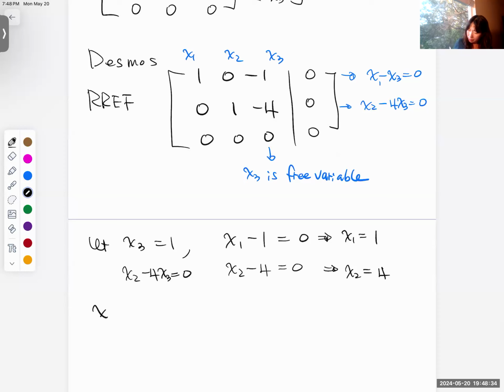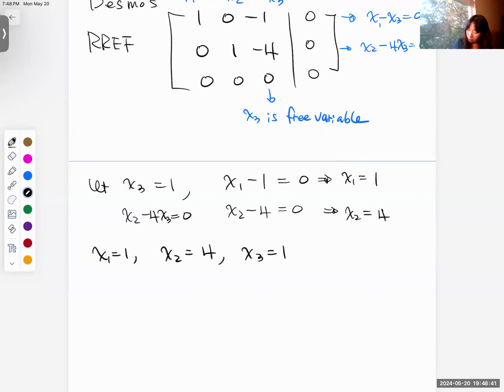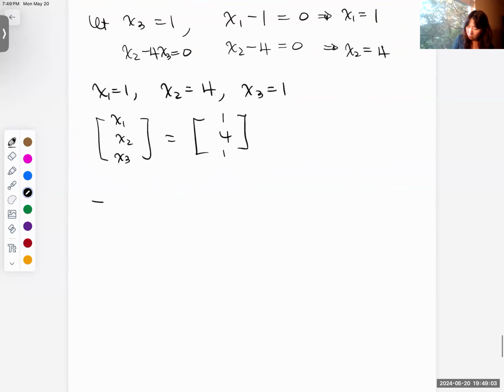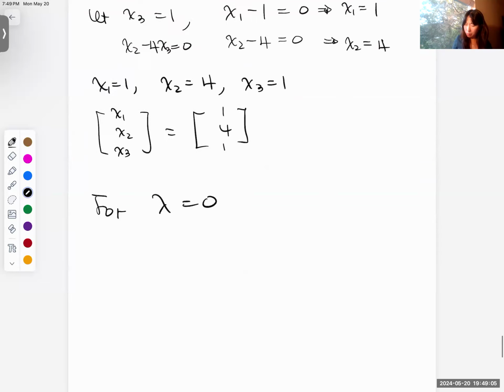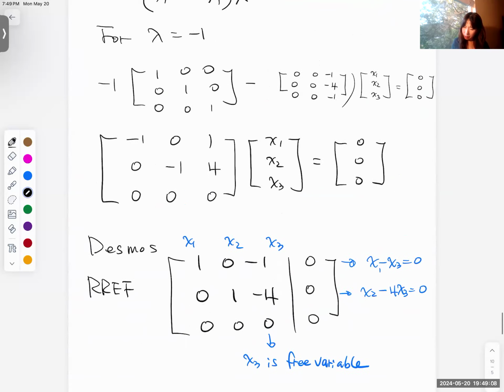Okay, so we have x of 1 equal to 1, x of 2 equal to 4, x of 3 equal to 1. So that is x of 1, x of 2, x of 3 equal to 1, 4, positive 1. Okay, how about lambda equal to 0? Same processing as this one, right?